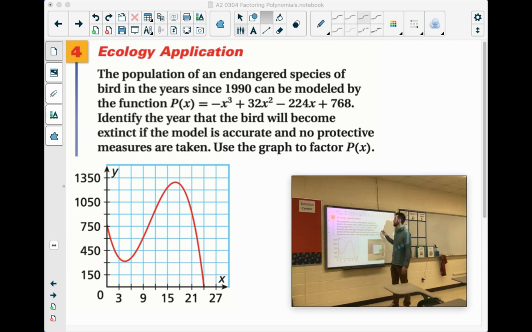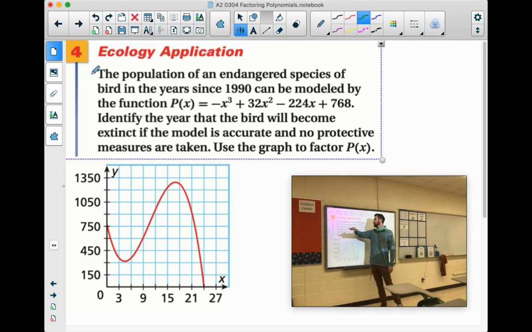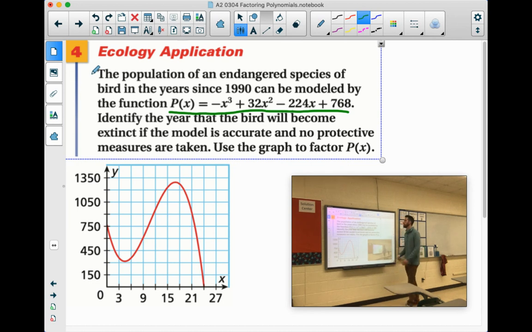The population of an endangered species of bird in the years since 1990 can be modeled by the function p of x equals negative x to the third plus 32x squared minus 224x plus 768. Identify the year the bird will become extinct if the model is accurate and no protective measures are taken. Use the graph to factor p of x.